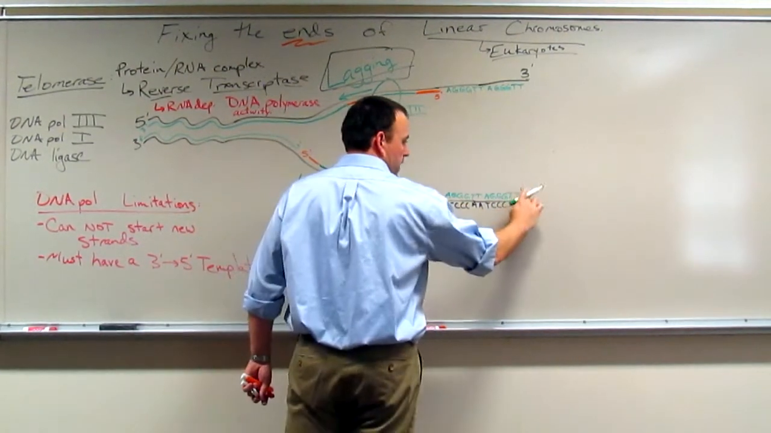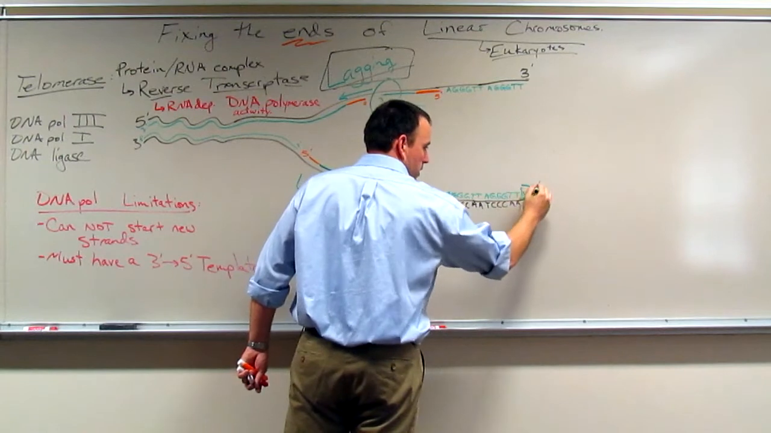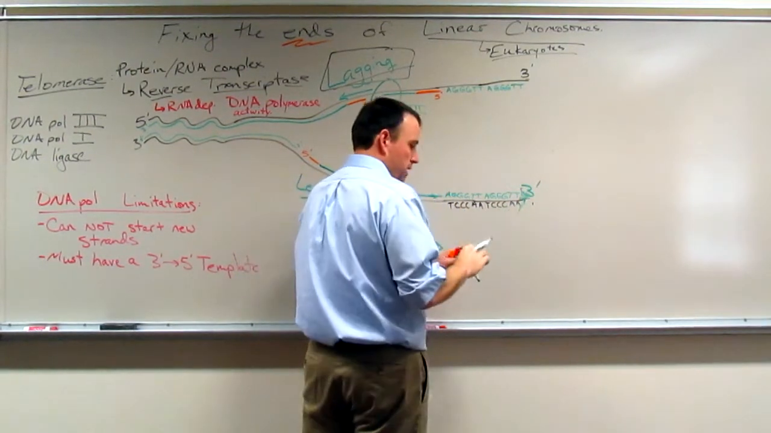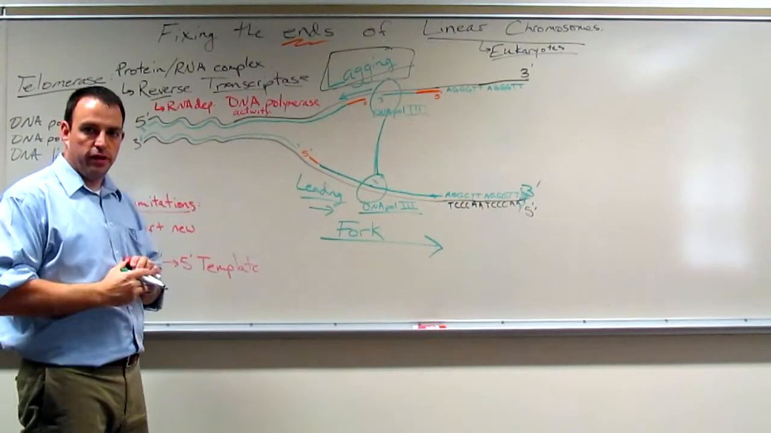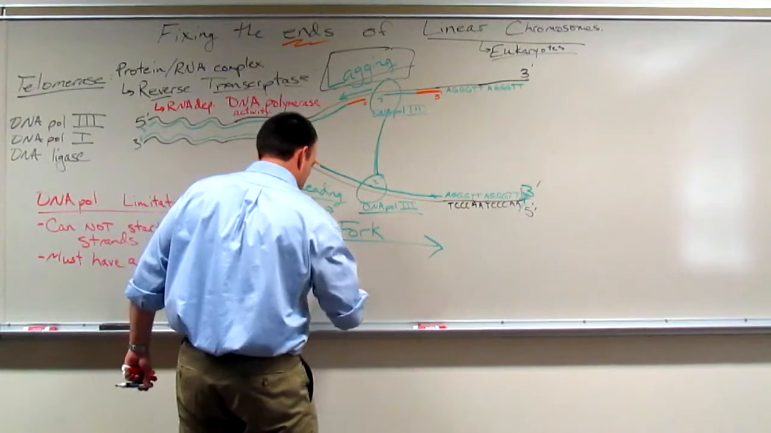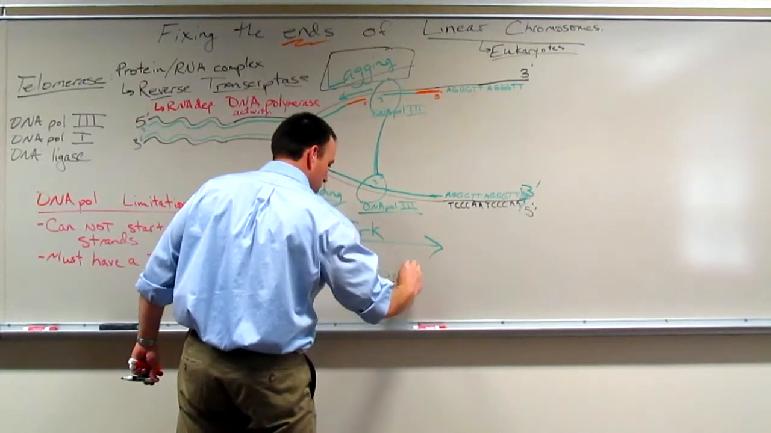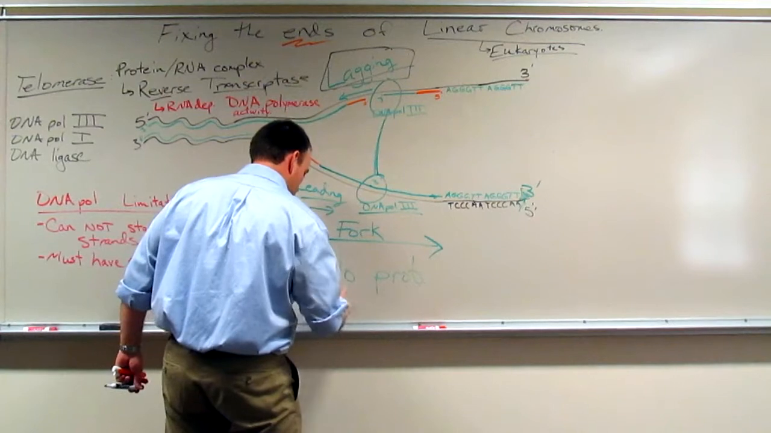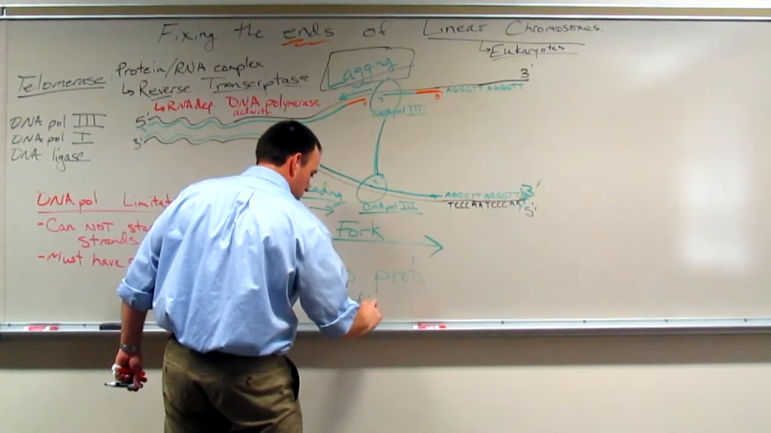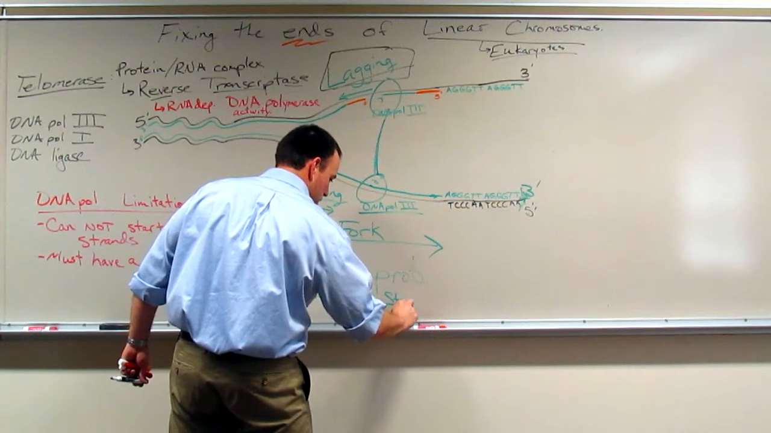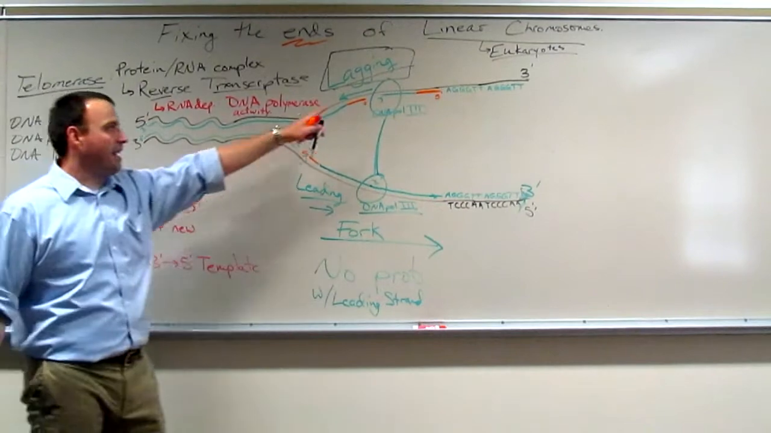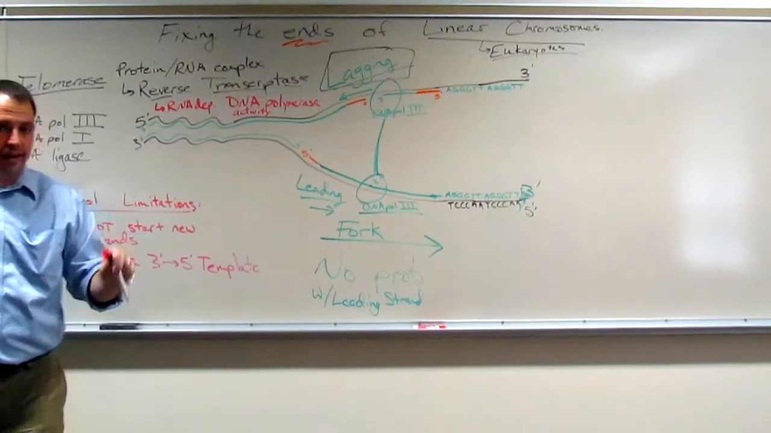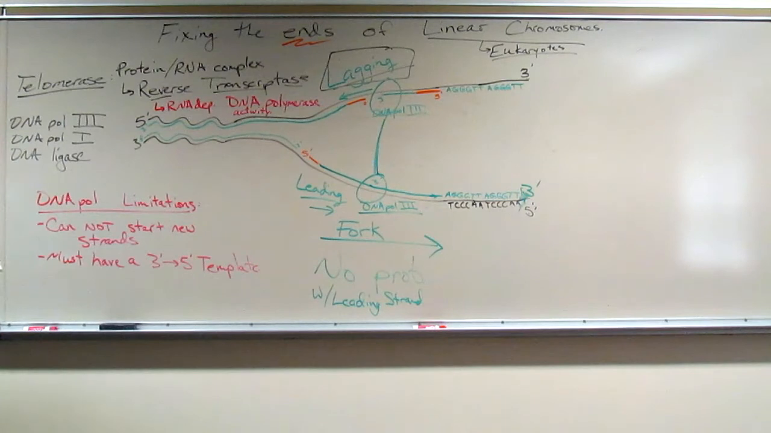So we now have a new 3' end of this chromosome. So with the leading strand, there's absolutely no problem. No problem with the leading strand. What is there a problem with? Well, there's a problem with the lagging strand. And why does this problem come about? It comes about because of exactly what DNA polymerase can and cannot do.